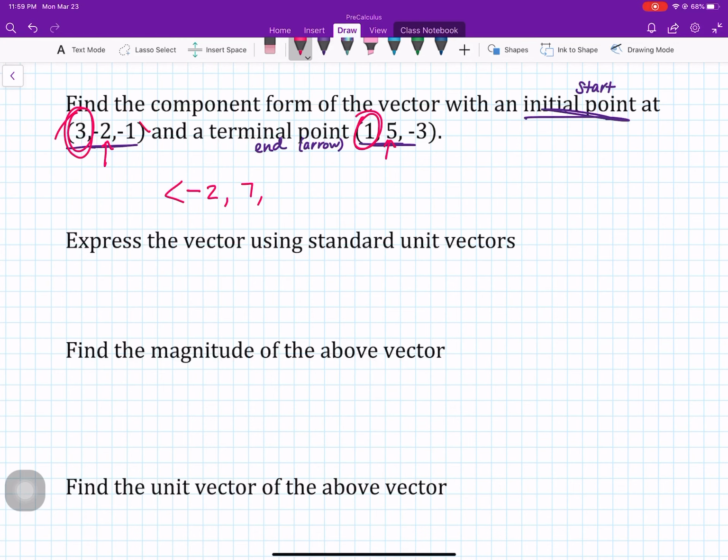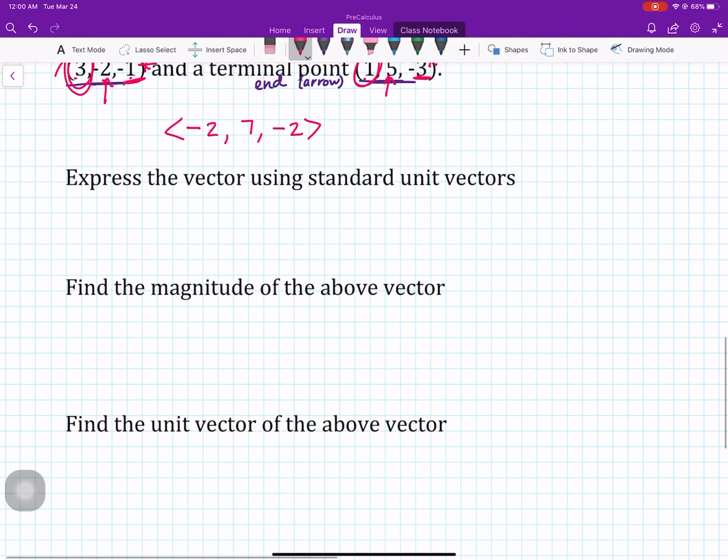And then if I start at negative 1 and I go to negative 3, I'm getting smaller. I'm also going down 2. Double check yourself. 3 to 1, you're going down 2. Negative 2 to positive 5, you're going up 7. And then negative 1 to negative 3, you're going down 2. So that was question 1.